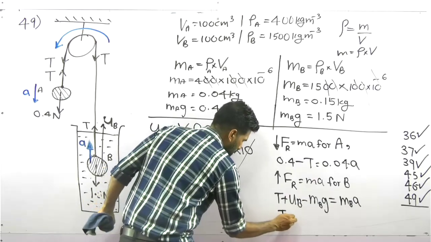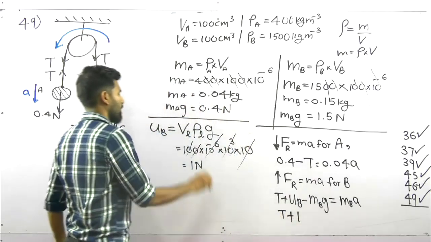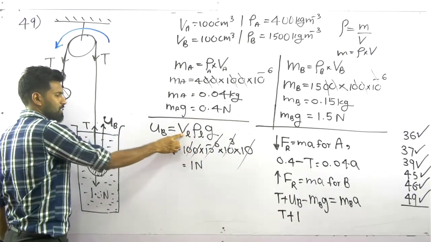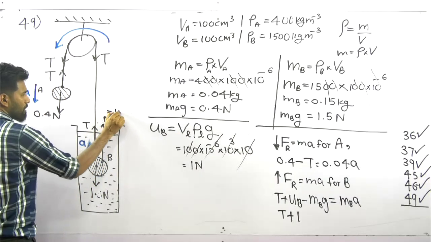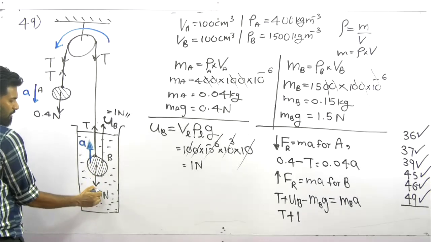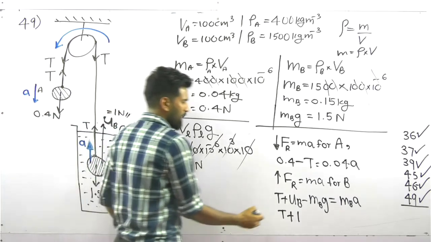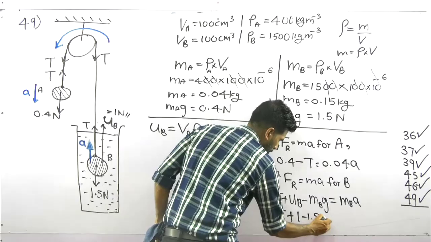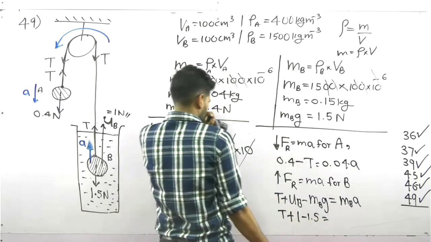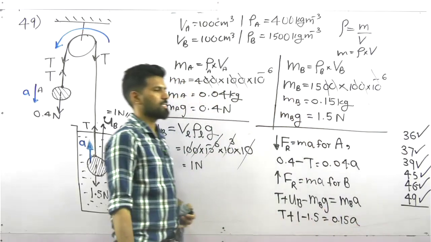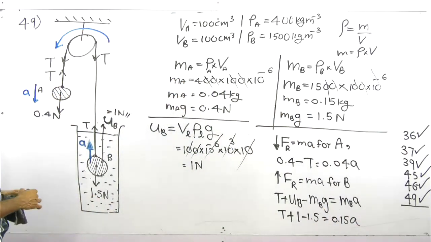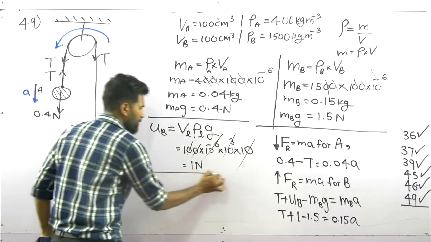Tension, I don't know. Upthrust, I calculated. Upthrust is equal to 1 now. Weight, I know it, 1.5. Minus 1.5, mass 0.15 A. So these are the two equations.